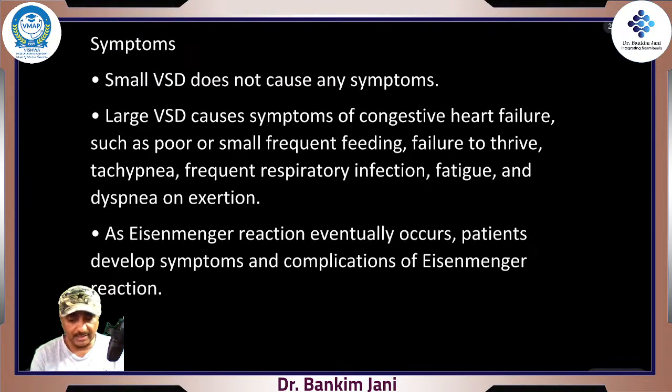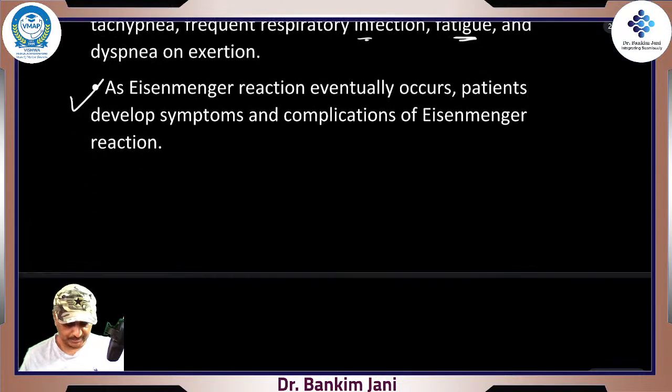But when it is a large VSD, it leads to congestive heart failure because of poor or small frequent feeding, failure to thrive, same as what we talked about. Tachypnea, increased breathing, the person would be making shallow breaths, respiratory infection, all because of pulmonary congestion, fatigue, dyspnea on exertion, we talked about it. And as Eisenmenger reaction develops, the patient develops symptoms and complications of Eisenmenger reaction, right?